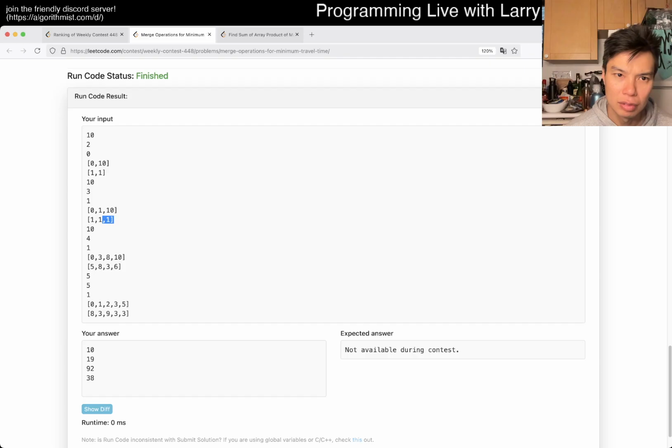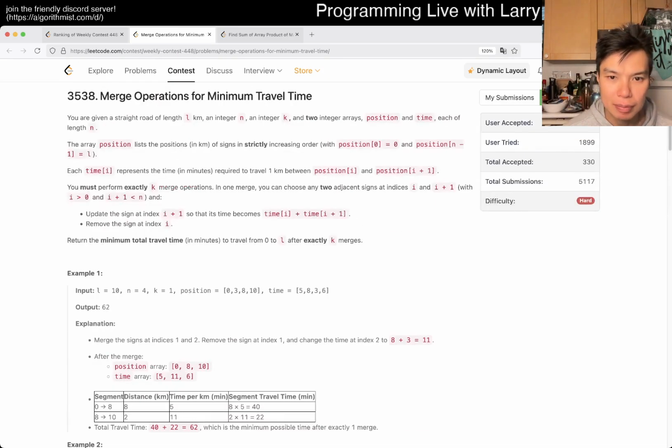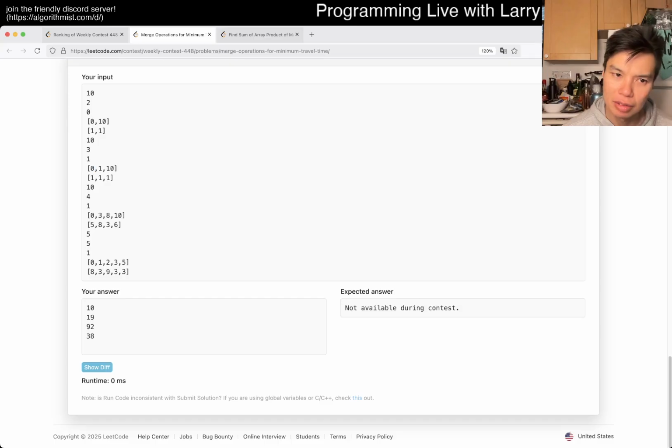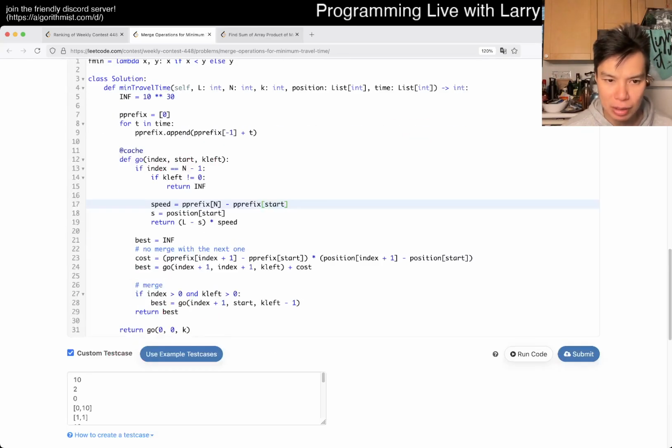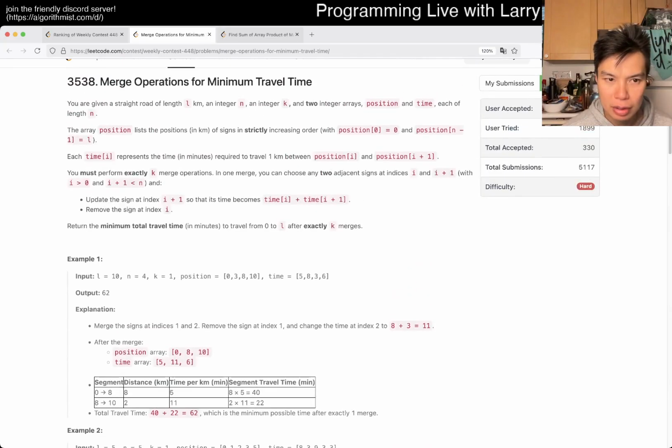No. If we do this merge, that'll be 10 and 2. So I am doing it wrong. My logic is wrong. Because if we merge these two signs... Oh wait, no, you can merge to the end. Okay. So you can merge to the last one. Wait, can you?